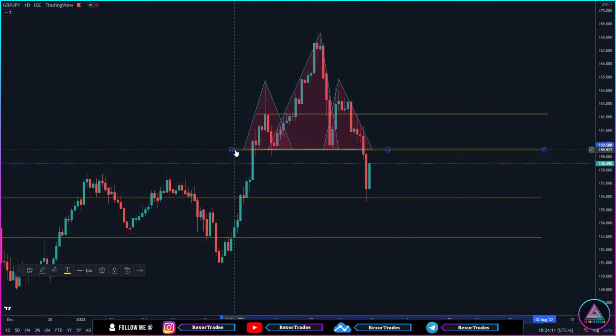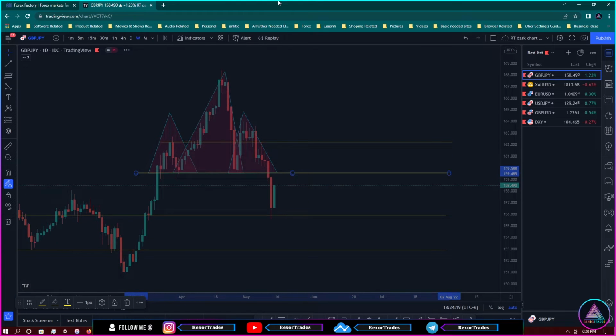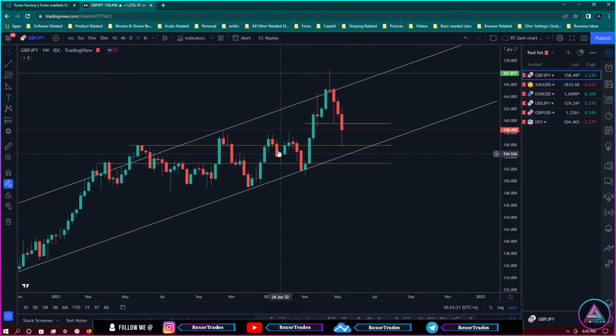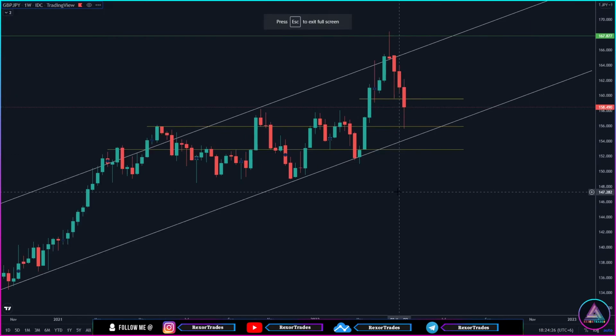it would also be making a breakout of this major support zone over here, and that might lead GBPJPY to come all the way down to retest this high over here, which you see on a weekly time frame right around here. And in this week GBPJPY acted exactly the same way.